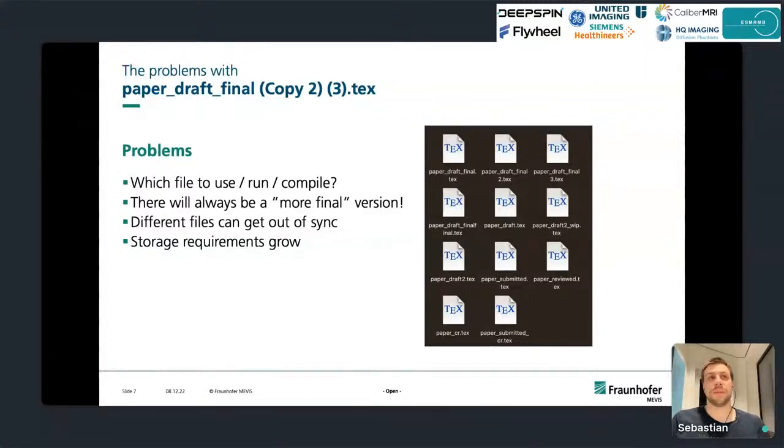But that causes some problems. So if you, for example, want to compile this paper now, you don't know which file you have to compile. You might even have files where you include some other files and now their names changed. So everything becomes very brittle, and there will always be a more final version. So you might change something because there is a typo somewhere and then already, oh, now I have a final version. So files can get out of sync, everything can break, and it's really difficult to keep track of all the changes.